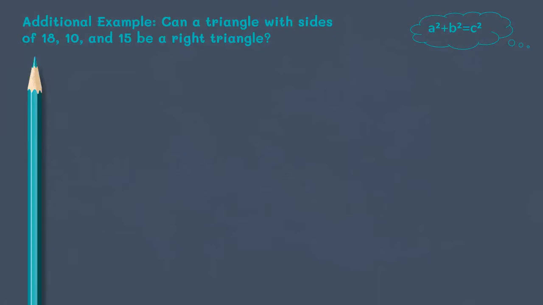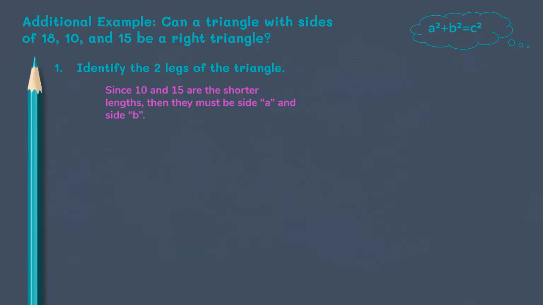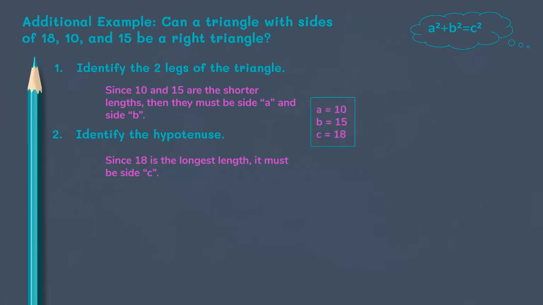Can a triangle with sides of 18, 10, and 15 be a right triangle? Same steps. We're going to identify the two legs first. Remember, those are going to be the two shortest lengths. The 10 and the 15 are both less than 18, so 10 and 15 are going to be our sides a and b. The number we have left over for the hypotenuse is 18, and it is the longest length, the biggest number, so it's got to be our side c. So now we have a is 10, b is 15, and c is 18.